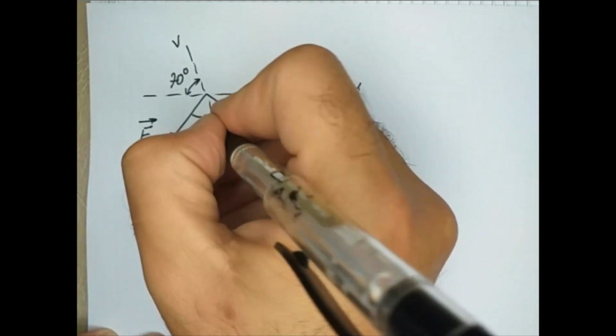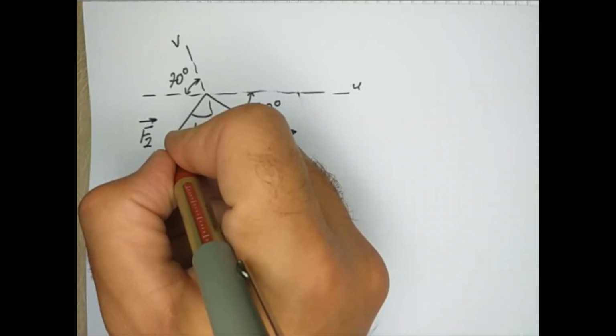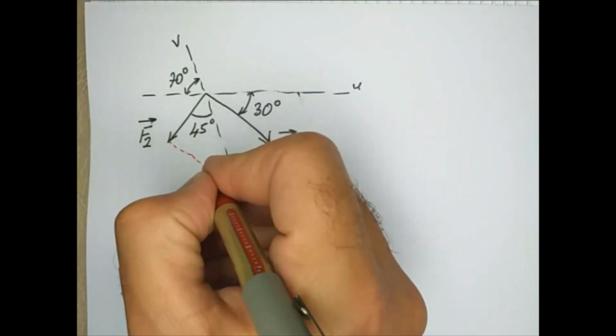Now let's draw two parallel lines. The first one will be parallel to F1, and then the other one will be parallel to F2. This is the intersection point of these two lines. Now I will draw my resultant vector F_R.